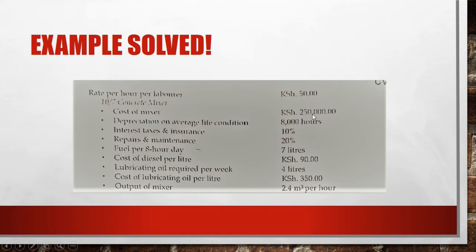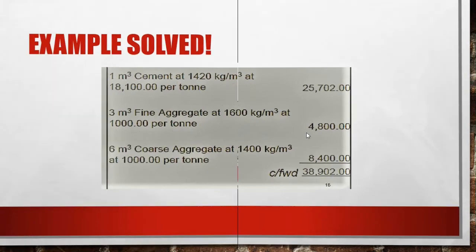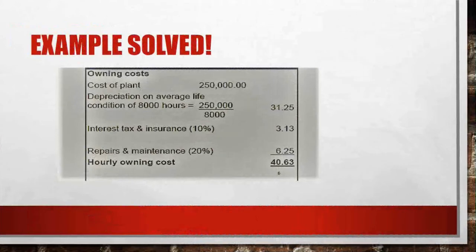So we're going to find the depreciation rate per hour. You say 250,000, you divide by 8,000 hours. So the depreciation per hour will be 31.25 Kenya shillings. So every hour this mixer is depreciating at this rate, 31.25.